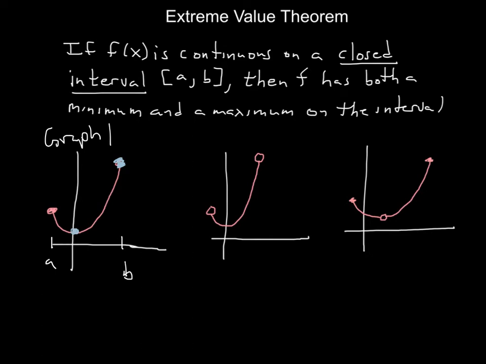In our second graph, graph 2, we're not on a closed interval. We are actually on an open interval from a to b. So a is going to be here and b will be here. In this case, we do have a minimum value, which occurs right here, but we don't have a maximum at this location, because it's an open interval. We just keep getting closer and closer, but we never actually reach it.